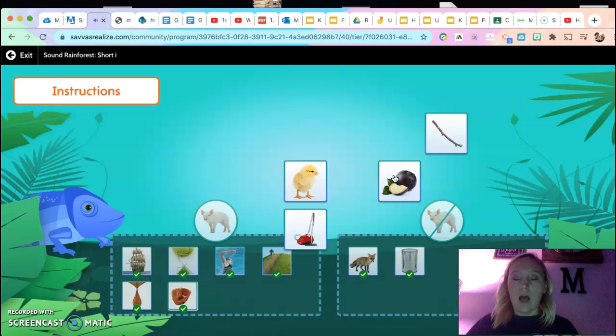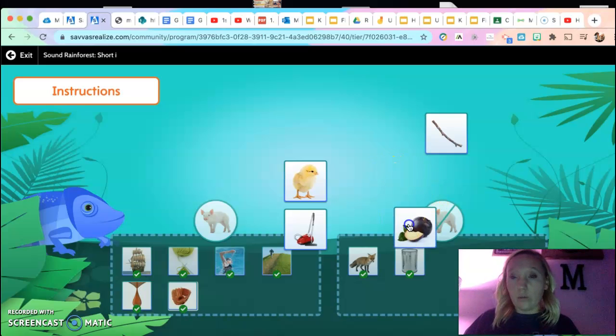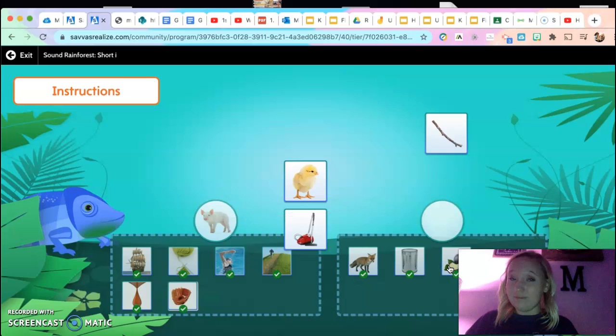Plum. This is plum. Point to the column where you think plum will go. Does it have I in the middle or no? Did you point to the column with the no? That's right, because plum does not say I. Very good.